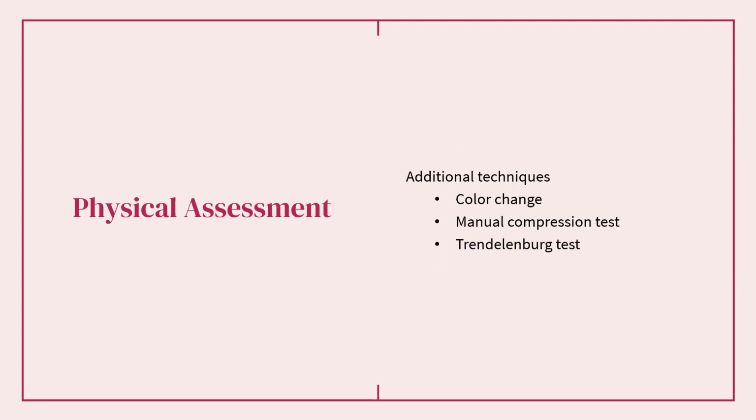So beyond basic inspection, palpation, and auscultation, there's a few additional techniques that help us further differentiate between arterial and venous disease. So one is color change. If we elevate the leg to about 30 to 45 degrees and we see pallor, it does suggest arterial insufficiency. And if we then place it in a dependent position, we see dependent rubor or a reddish color, also suggestive of arterial disease.